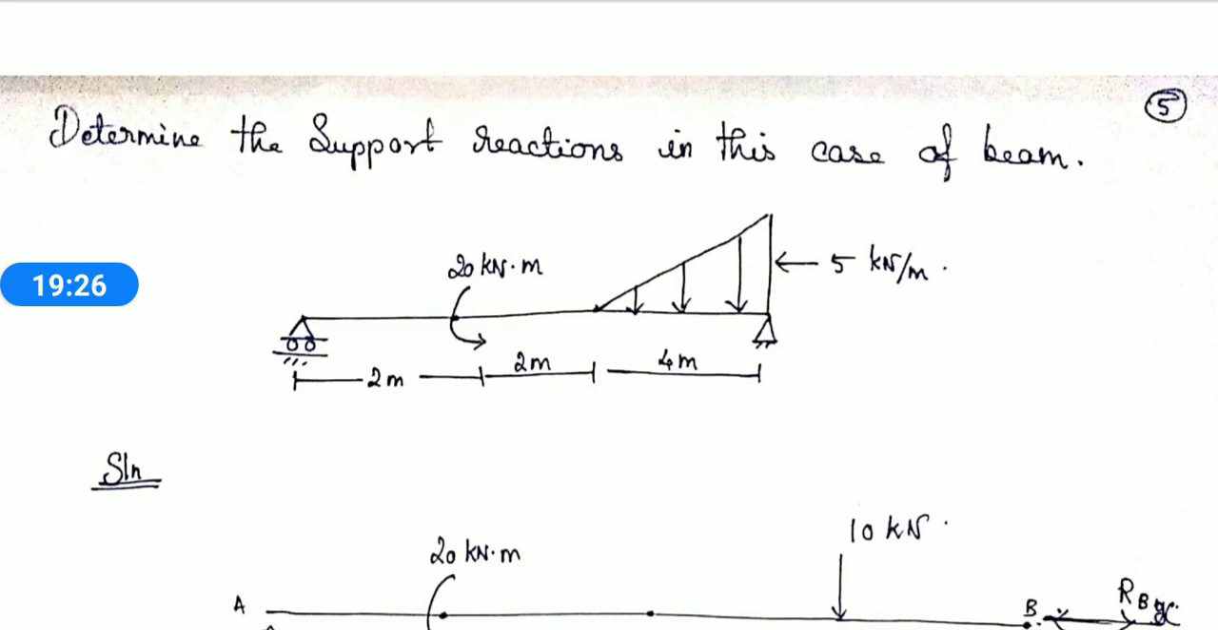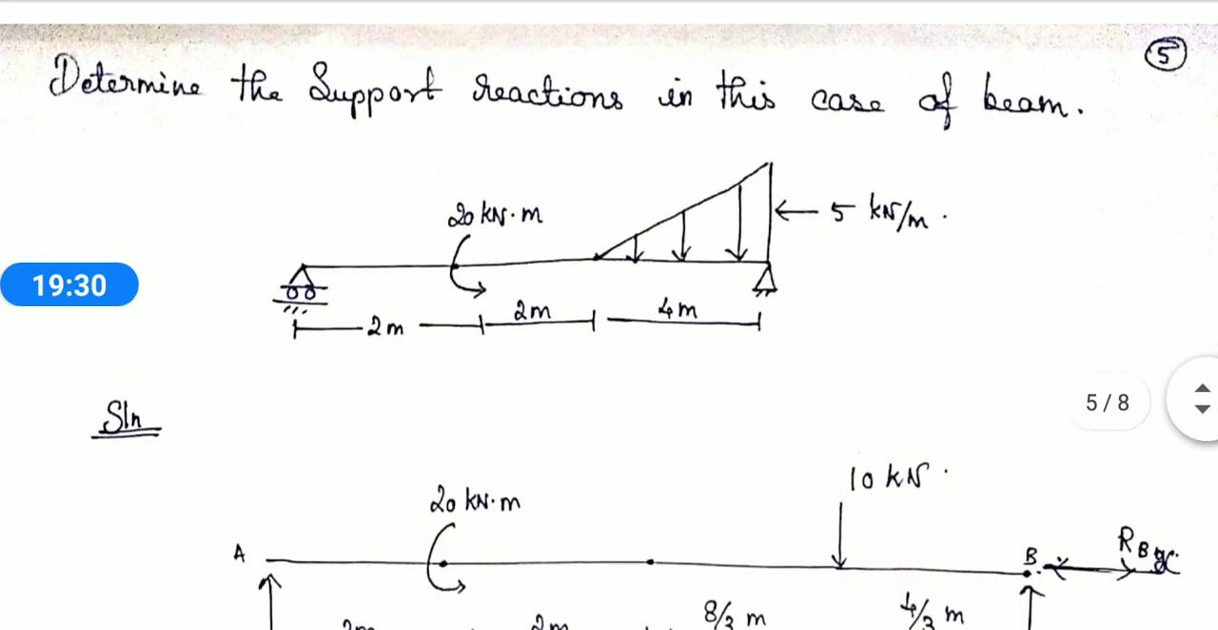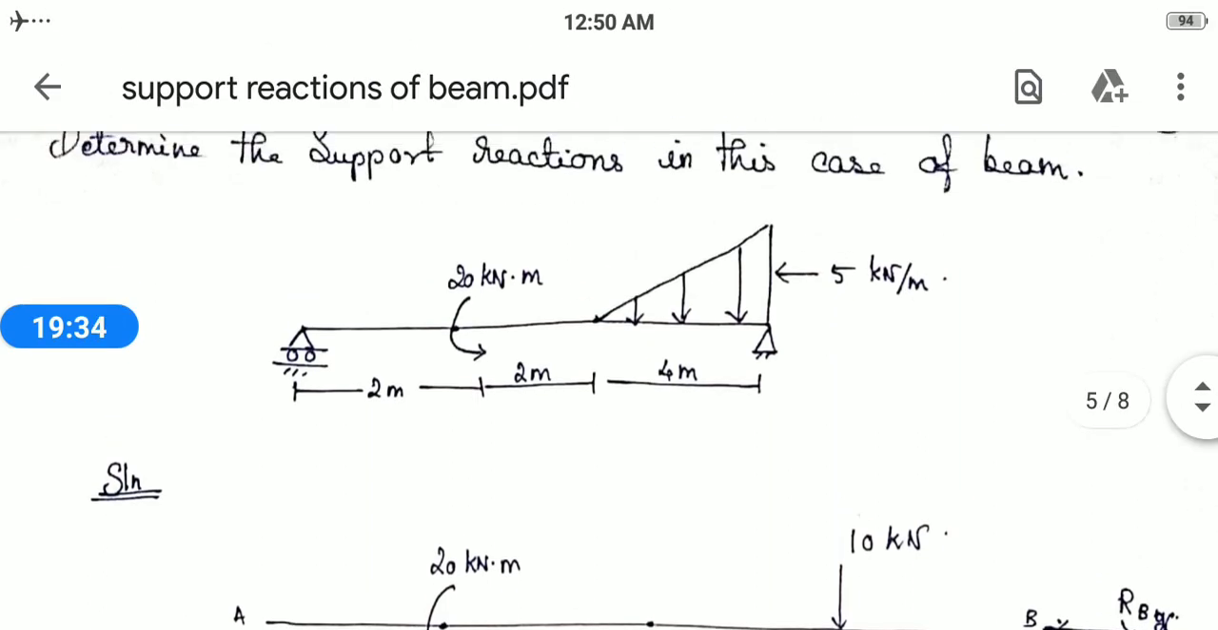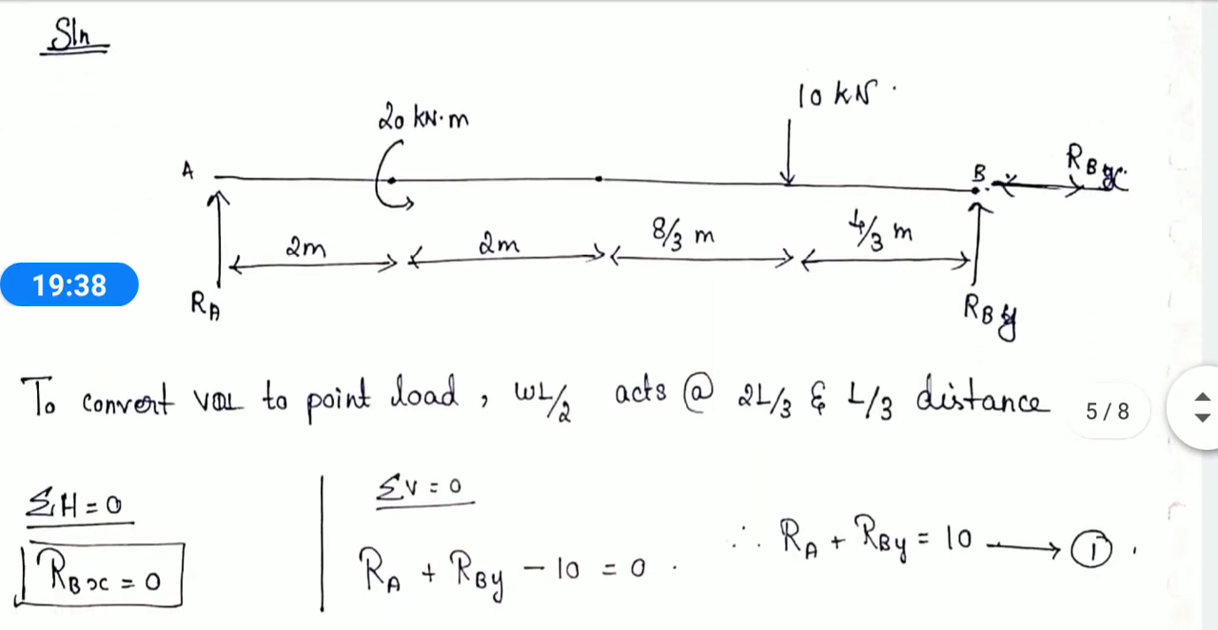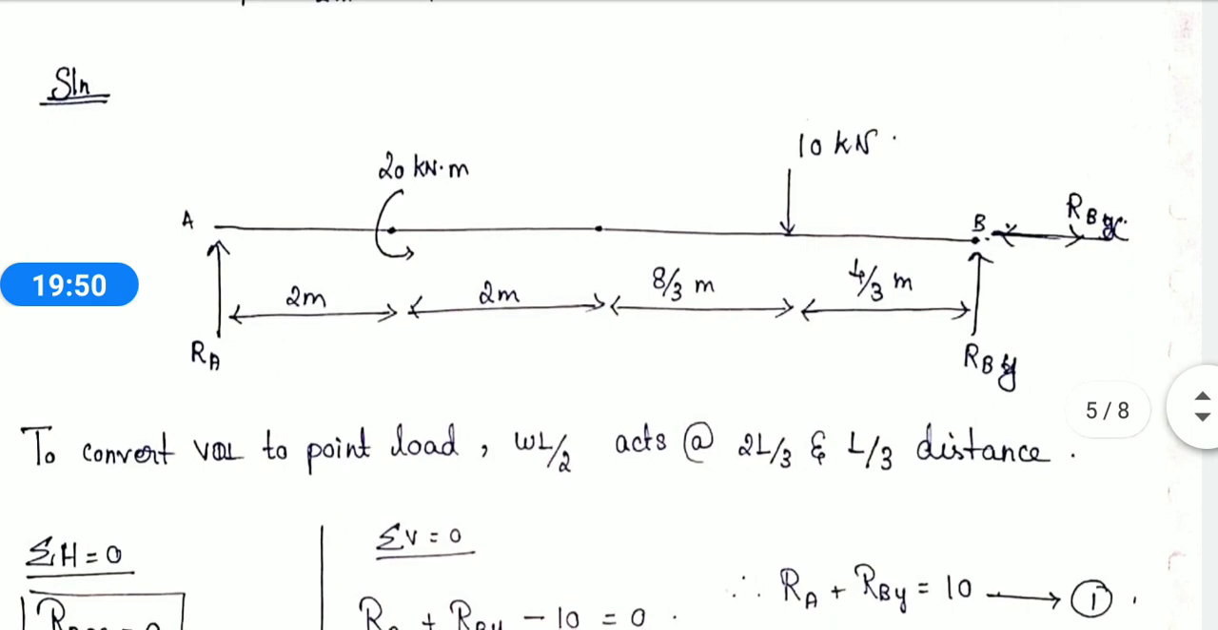That means we need to draw the supports and we have to find the reactions. First I'll tell you the condition to change your UDL into your point load. See the condition first. First you have to know about the UDL, uniformly distributed load, which will be changed to the point load using the formula W into L, and it will act at the center.